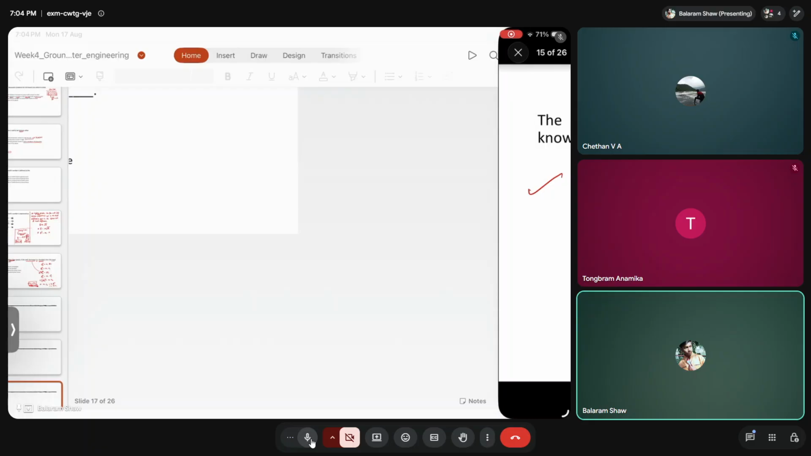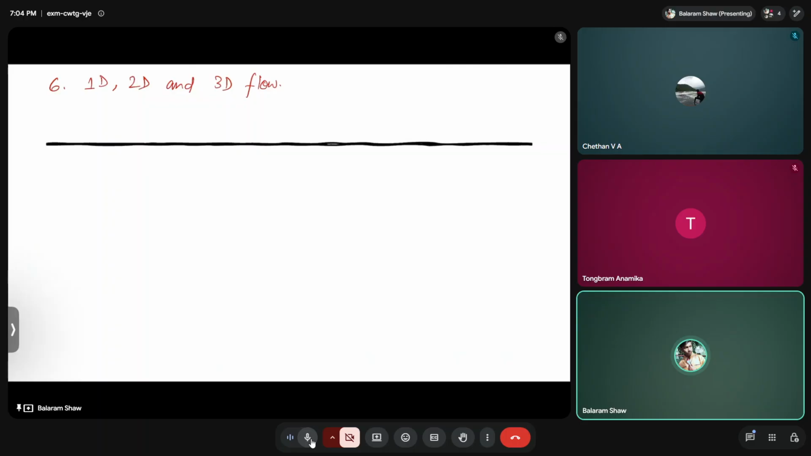Let's say if this is the line that you can see, if the flow is happening only in this dimension, we call that one-dimensional flow. That means the flow in which the flow parameter, for example the velocity, is a function of time and one space coordinate only. So 1D, let's say only in the x-axis. If the velocity or any characteristic is a function of time as well as the x coordinate only, then we call that one-dimensional flow.